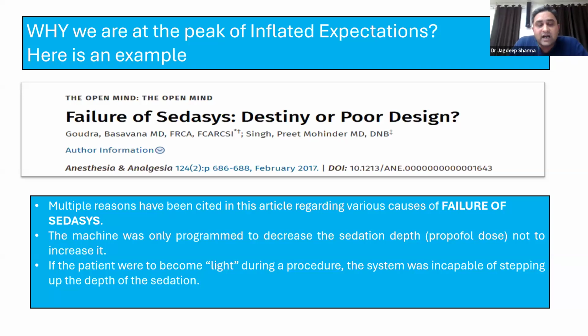So there are multiple reasons. I just told how Sedasys is functioning, and now there is an article showing that there is a failure of Sedasys. Multiple reasons have been cited in this article regarding various causes of its failure. This machine, in this closed loop delivery system, was only programmed to decrease the depth of sedation. It was not programmed to increase the depth. If the patient is light, there was no programming to increase the depth of sedation.